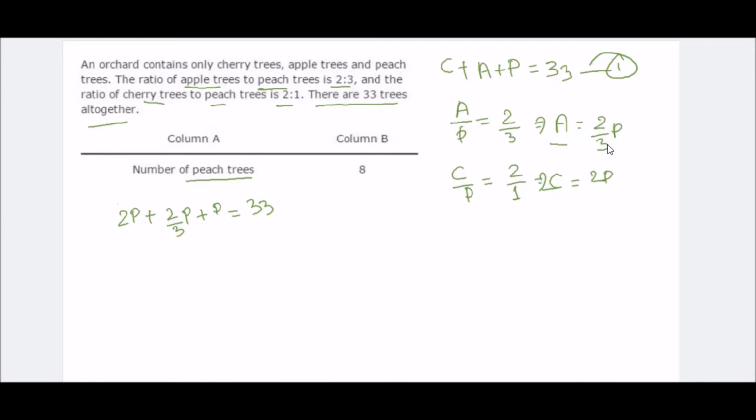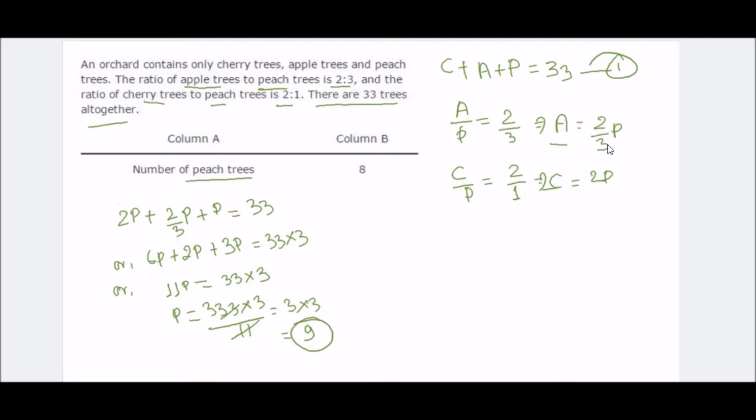So solve it here. First take the denominator common. It will become 6P plus 2P plus 3P is equal to 33 into 3. The common value will move here. After adding, it will become 11P is equal to 33 into 3, so P equals 33 into 3 divided by 11. So here P will be 3 into 3, so the value will be 9. Column A is greater. So the answer will be option A.